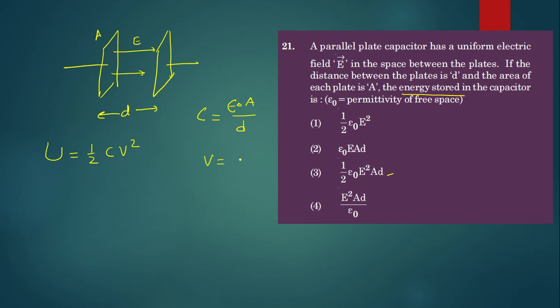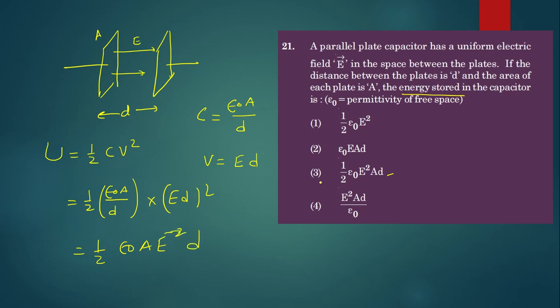Again, the electric potential is electric field multiplied by d, assuming that the electric field is uniform, which is indeed true. So epsilon naught A by d multiplied by (Ed) whole square. So when I solve it, I get epsilon naught A E square multiplied by d. Option 3 is the correct one. Next question.